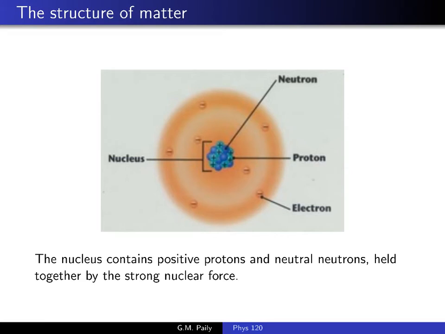For a neutral atom, the number of electrons is equal to the number of protons in the nucleus. As a whole, thus, the atom is neutral.